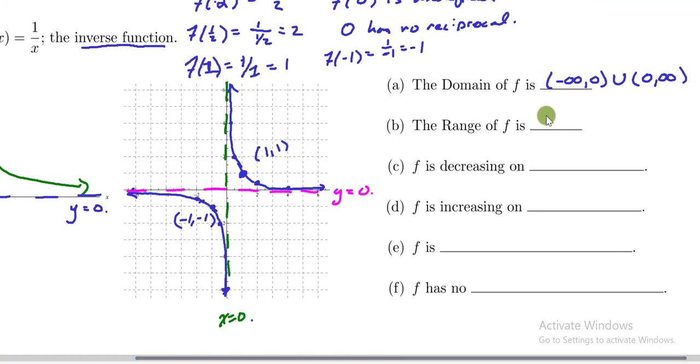The range of our reciprocal function is -infinity to 0, union from 0 to infinity. This function is decreasing everywhere it's defined. So on -infinity to 0, unioned with 0 to infinity. Always, as we go to the right, the function is decreasing. And it's never increasing.